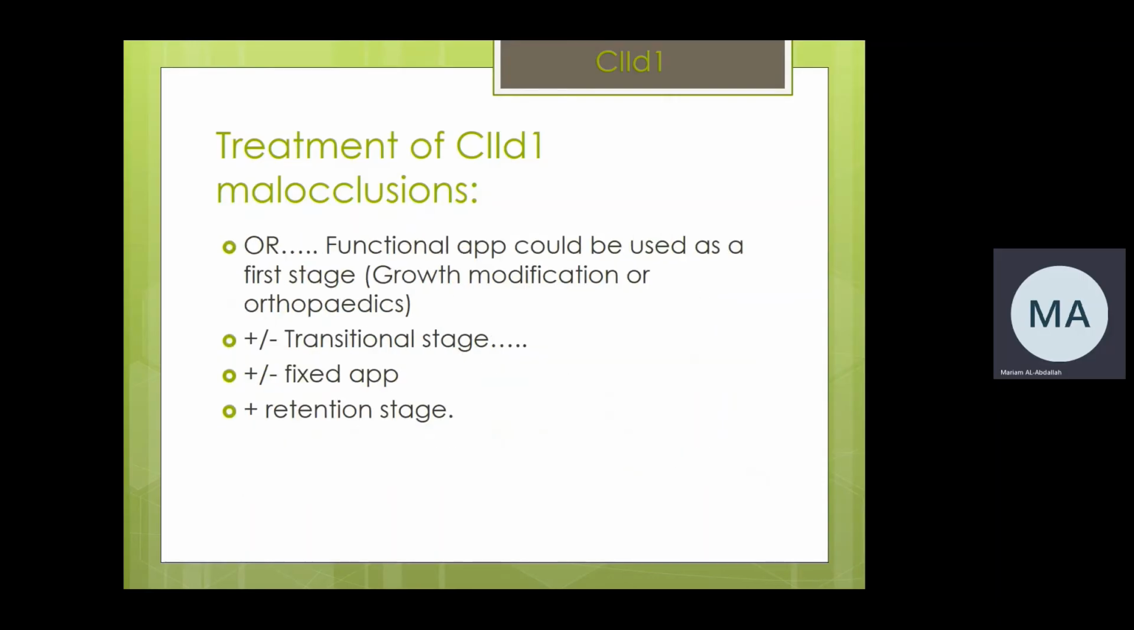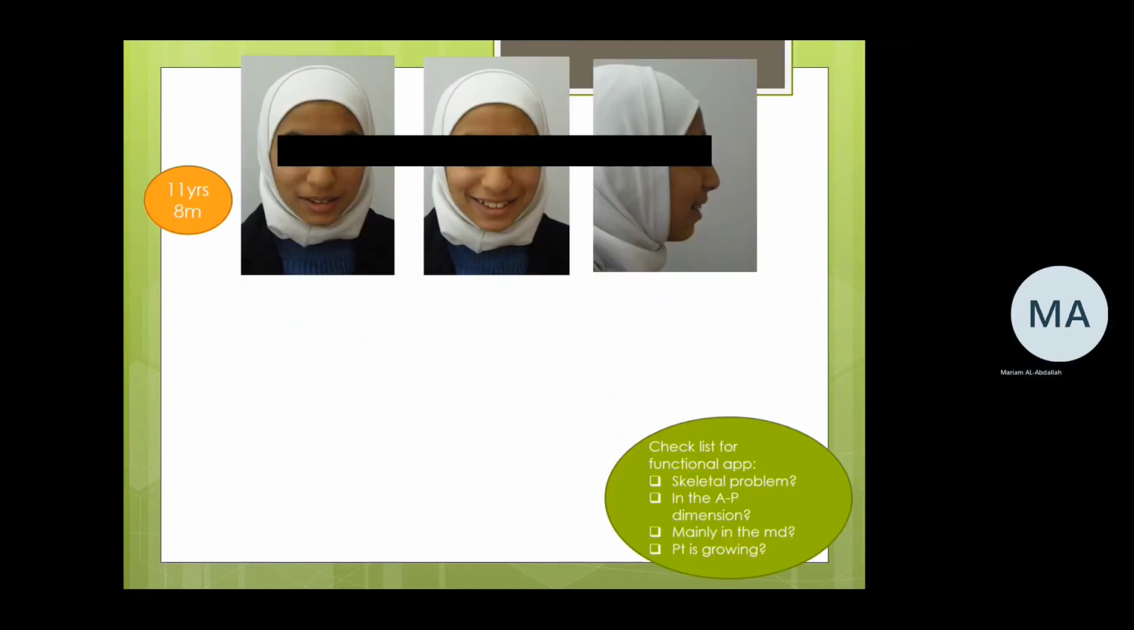But if the patient has other problems and other features of the malocclusion, then it's okay. We can use the functional appliance as a first stage of treatment to modify growth. And then after that, we will have either transition stage or no transition stage. If the patient is in the early permanent dentition, we can move to fixed appliance. And of course, we need retention stage. Usually, if you have growth modification, the retention should continue until growth is stopped.